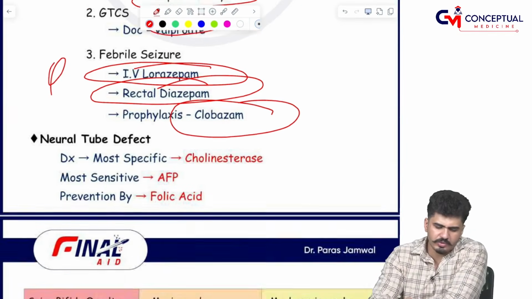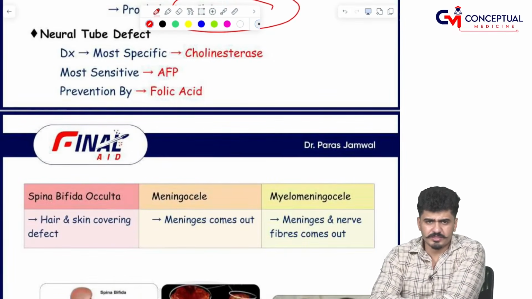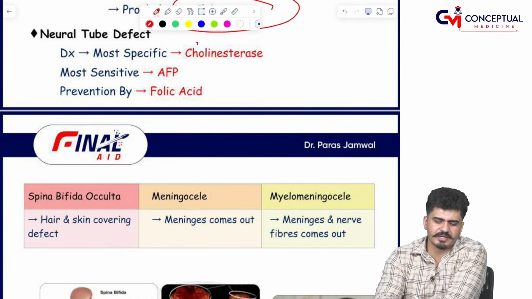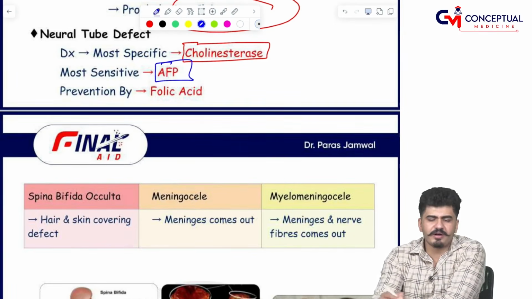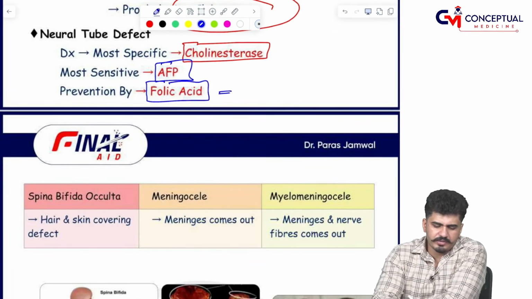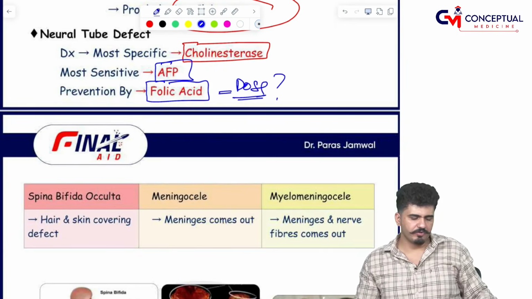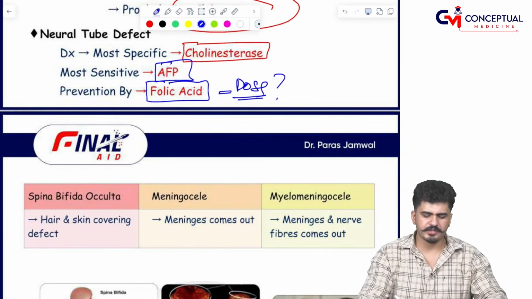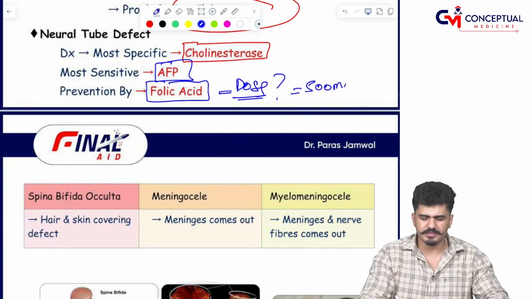Sir, neural tube defect. What is the most sensitive marker, most specific marker? If you see the most specific, that is your acetylcholinesterase. Again, exam question. Most sensitive, if we talk about, sir, that is alpha-fetoprotein, sir. And prevention is done with the help of folic acid. Can you tell me the dose of folic acid? Folic acid, sir, normally we give 500 mcg.